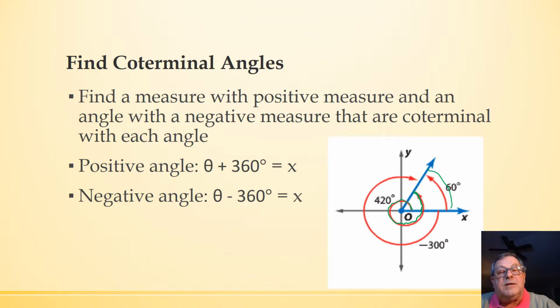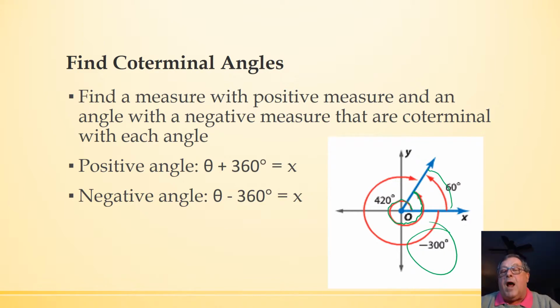And we also can see that we've got a negative coterminal angle. If we start here at the x-axis and this time go clockwise around to the terminal side, we have a negative coterminal angle of negative 300 degrees.